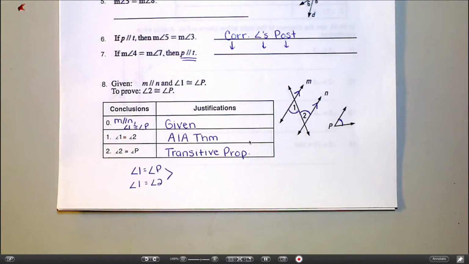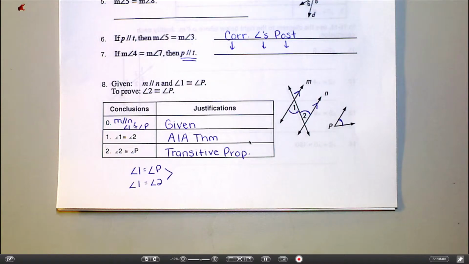Okay. So the transitive property is anytime you have two things that are equal to the same thing, they must be equal to each other. Okay, that's what the transitive property says, and that comes up a lot in proofs. Okay, you can prove two things are equal by proving that they're both equal to something else.